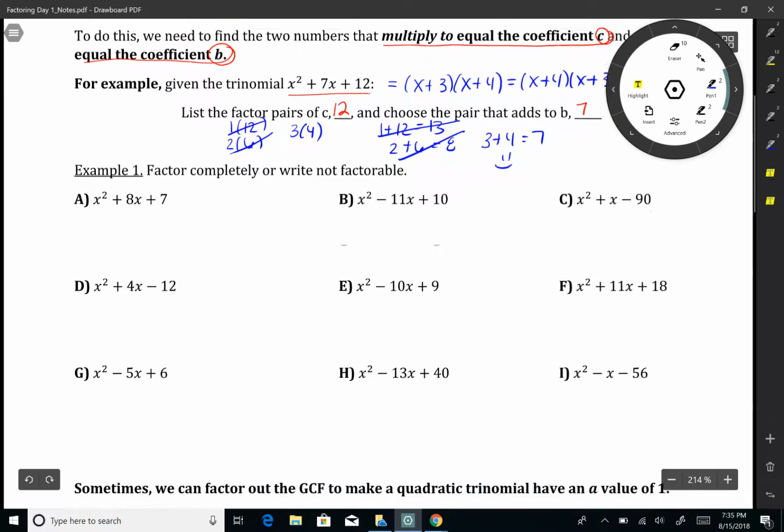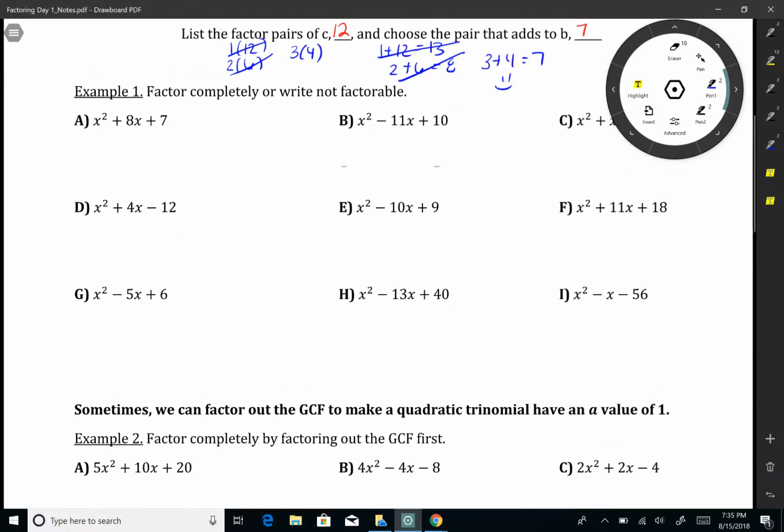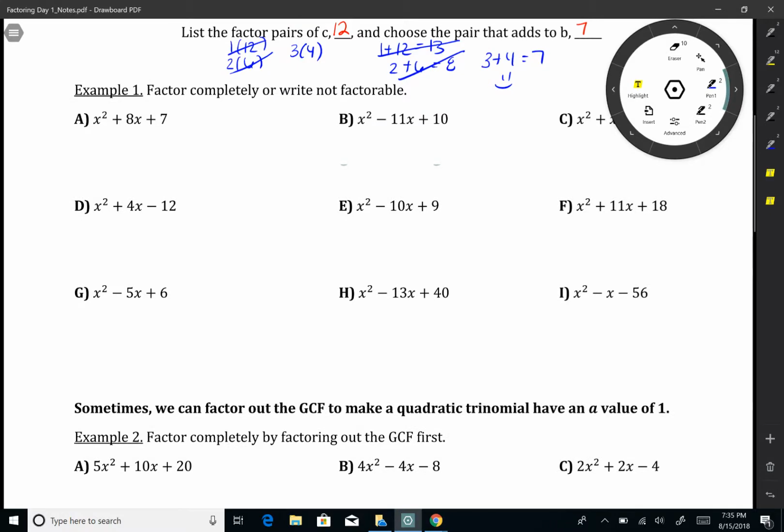Now, some of these will be different because we might have some negative signs going on, but we'll figure those out when we get there. Letter A, let's check this out. C is 7, so we need to list the factors of 7. Oh, 7's a prime number. We only have 1 and 7.